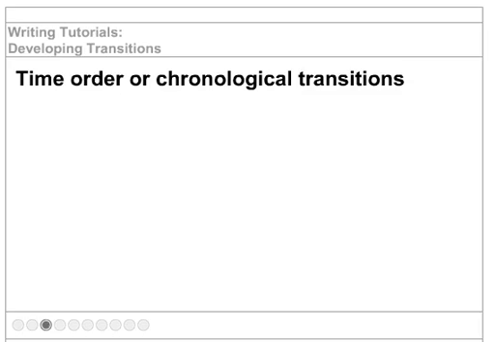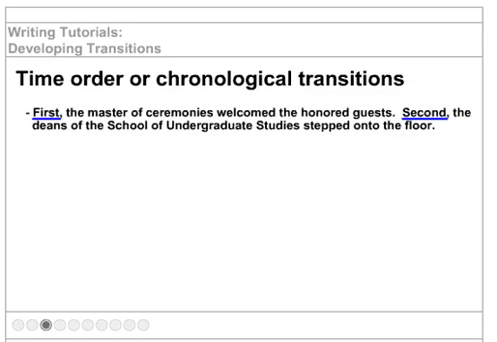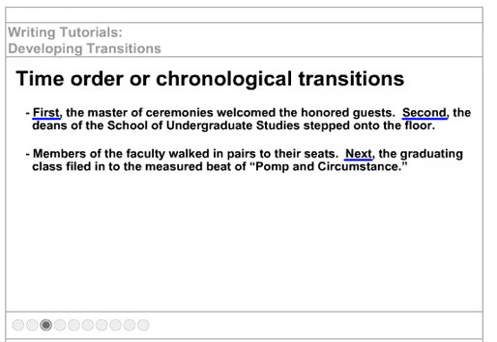Time order or chronological order transitions establish the passage from one moment or one time to another. These transition words and phrases are essential to narration and testimony. For example, here's how one writer narrated a recent UMUC graduation ceremony. First, the Master of Ceremonies welcomed the honored guests. Second, the deans of the School of Undergraduate Studies stepped onto the floor. Members of the faculty walked in pairs to their seats. Next, the graduating class filed in to the measured beat of Pomp and Circumstance.